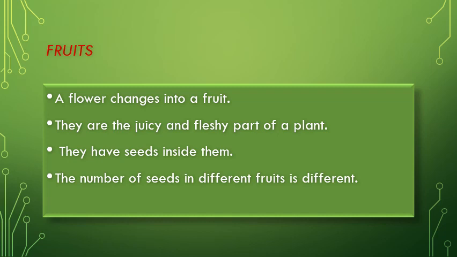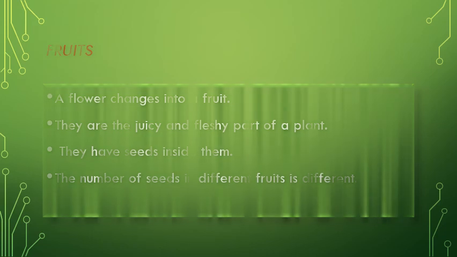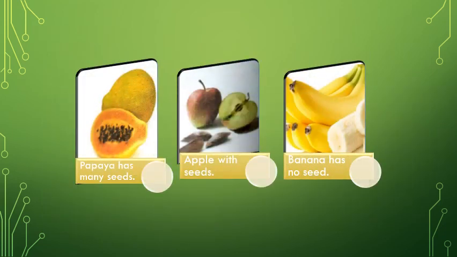The number of seeds in different fruits is different. Some fruits like papaya and watermelon contain many seeds. Fruits like apple and orange have a few seeds within them, whereas fruits like pineapple and banana have no seeds inside them.